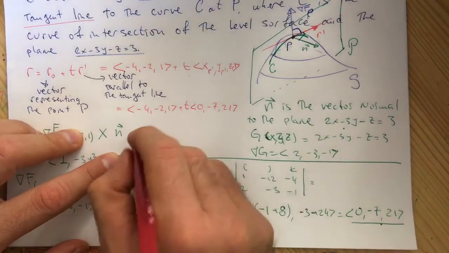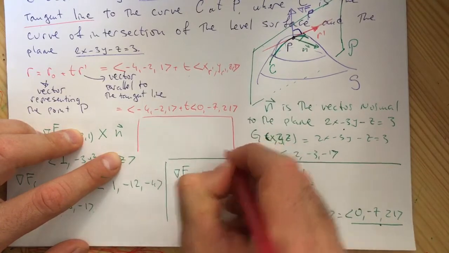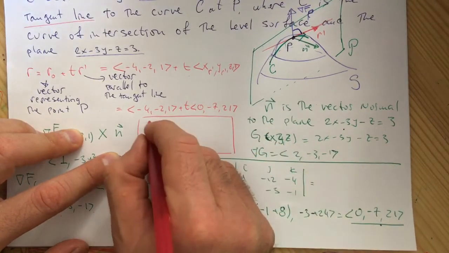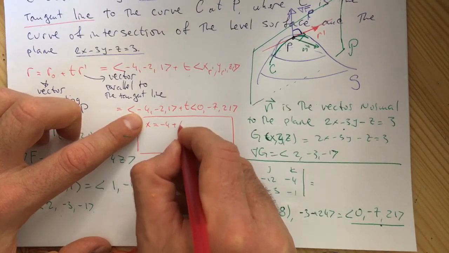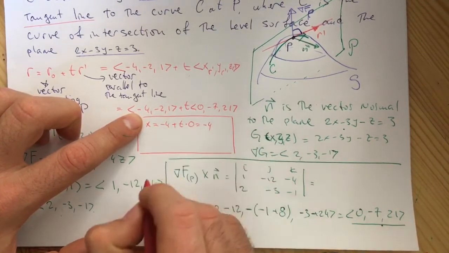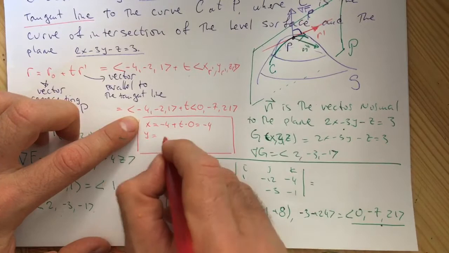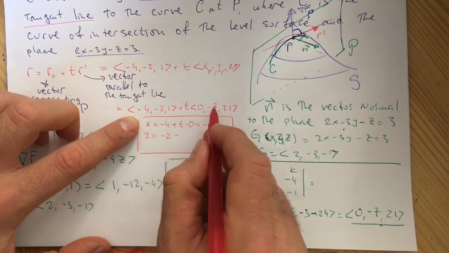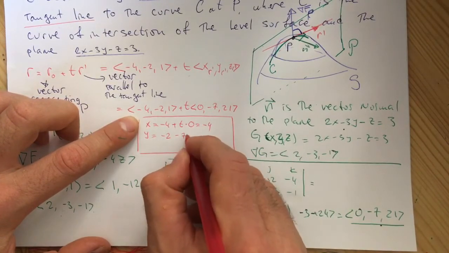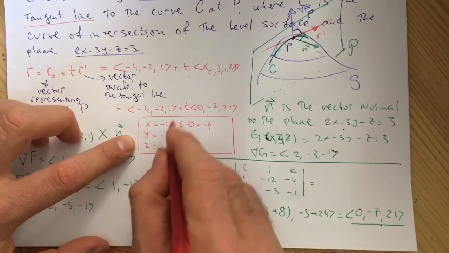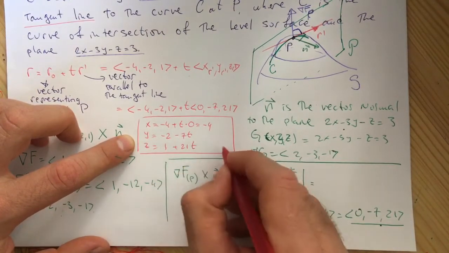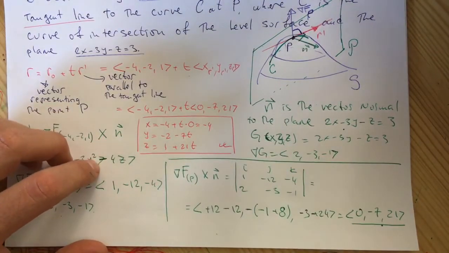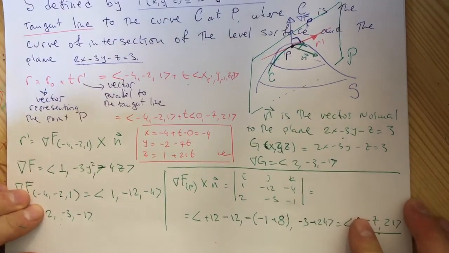Or if you want the parametric equation of this line, that's going to be x is equal to -4 plus t times 0, which is -4. Y is going to be -2 minus 7 times t. And z is equal to 1 plus 21t. Okay? And that's how we solve this problem.